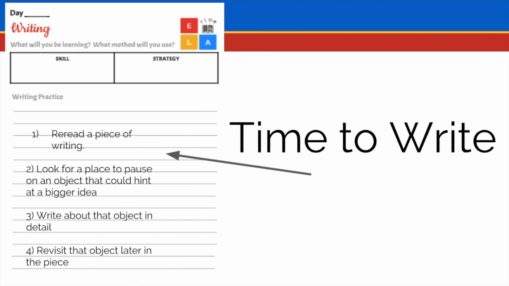Okay guys, so much real quality stuff in there. Go back, read one of your pieces, look for a place to pause and add an object that could hint at a bigger idea, write about that object in detail, and revisit it later. It's time to write. Make sure you bring your writing to one of your teachers so that they can see how you've woven symbolism into your piece.